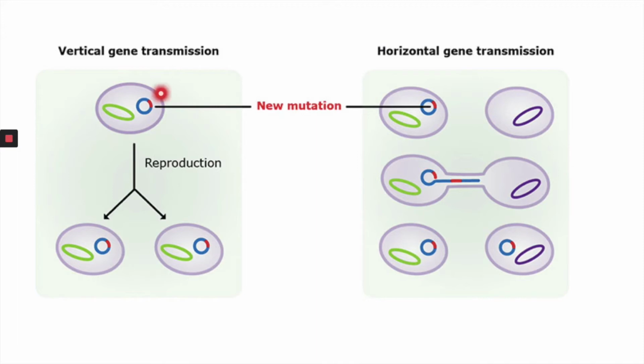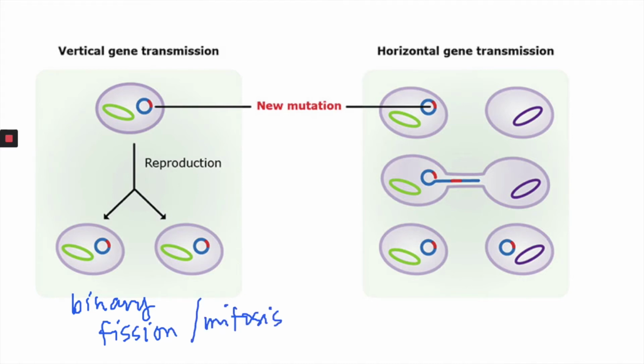During vertical transmission, the mutated gene in red in here is passed on to the daughter cells after its reproduction. And that reproduction that's happening in here is called binary fission. Binary fission is just technically mitosis occurring in bacteria.